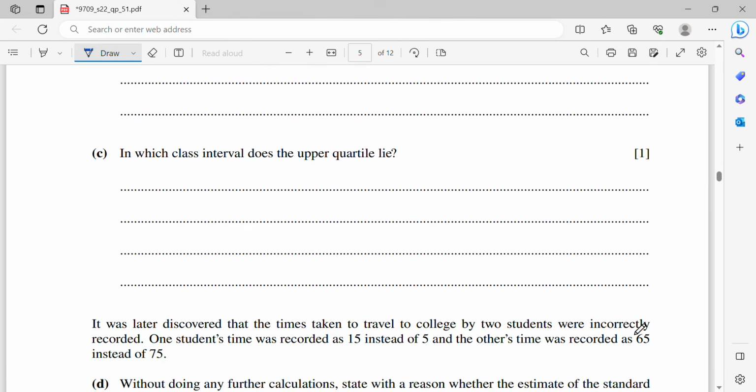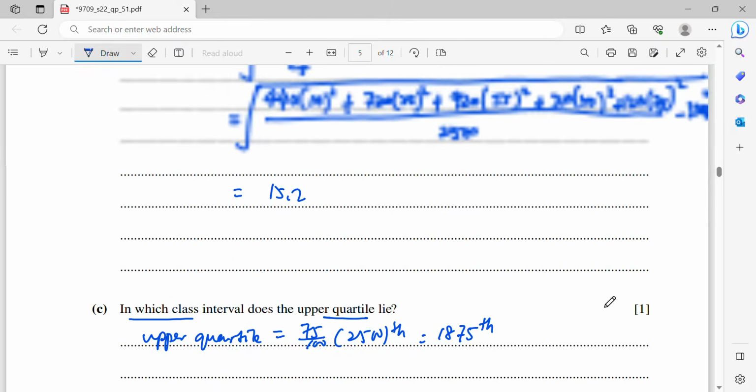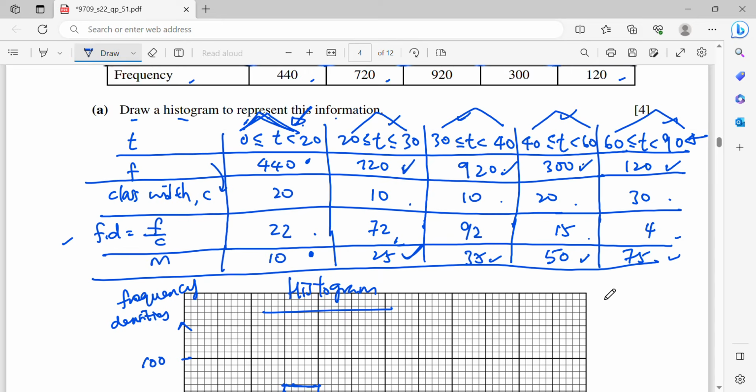Then part B. Now C, in which class interval does the upper quartile lie? Upper quartile means data at 75%. That means it's 75 over 100 times 2500, so you will get data number 1875. After you arrange it, this is a position. So now we need to get the capital F, the cumulative frequency, which is counted using the frequency here.